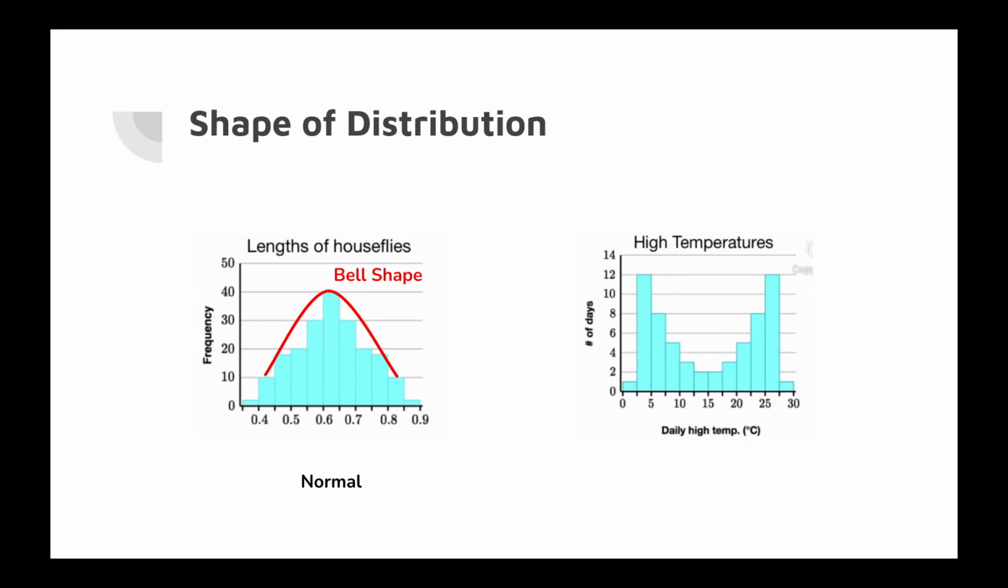Next one we have here. It says the frequency is the number of days and the explanatory variable is daily high temperature. As you can see, there are two peaks at the lower side and the upper side, and as you go to the middle, it shrinks like a U-shape. This kind of distribution, where we have two peaks at different values, is called bimodal distribution.